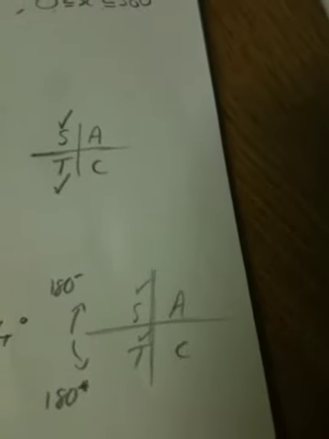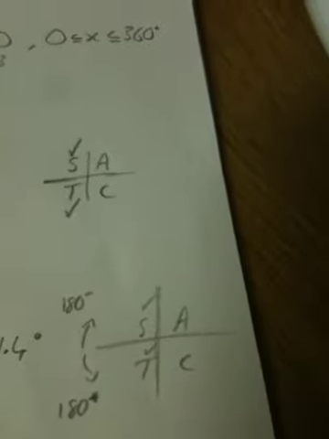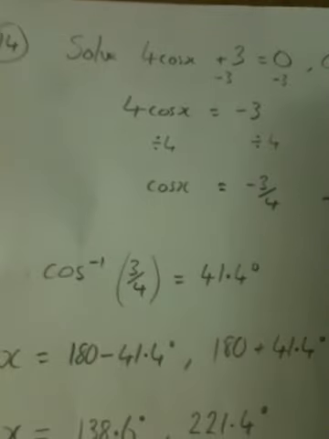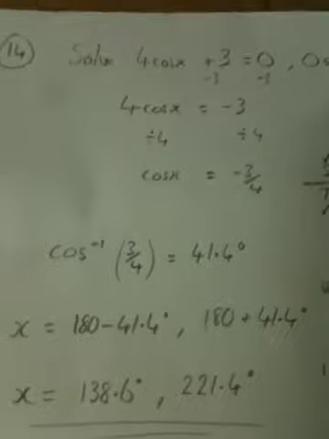So how that grid works is the S quadrant is 180 subtract the angle that we've calculated. The T quadrant is 180 plus the angle that we have calculated. So it'll be 180 minus 41.4 and 180 plus 41.4 for the two solutions.